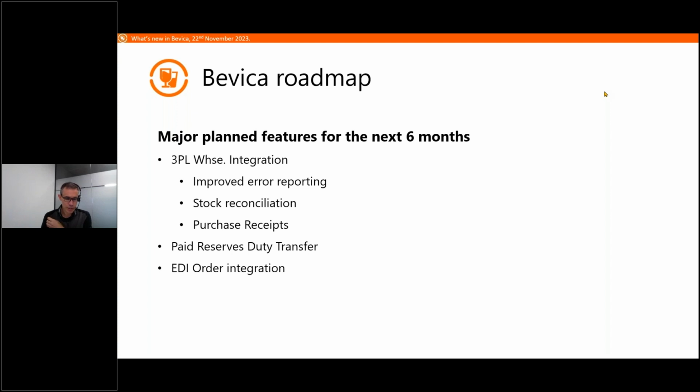So if anyone deals with the large supermarkets where they send orders in via EDI, the likes of Morrison's, Tesco, Sainsbury's, and so on, we're integrating with a third-party provider called TrueCommerce to be able to import those orders automatically and then send out sales invoices from Bevica that then get sent on to the supermarkets.